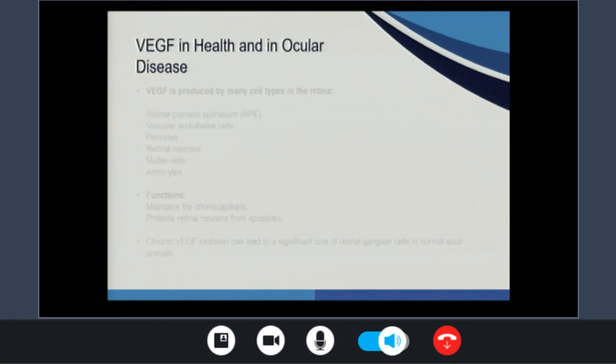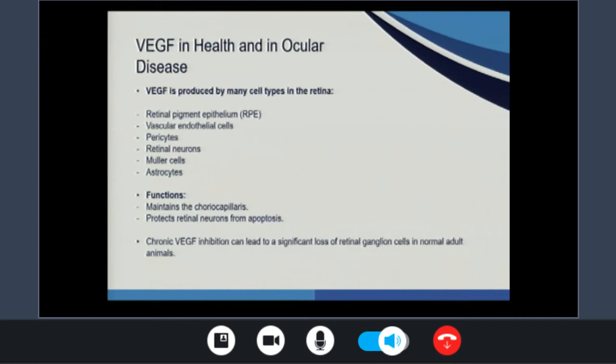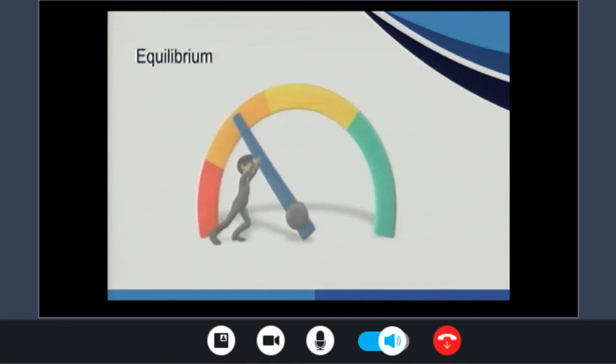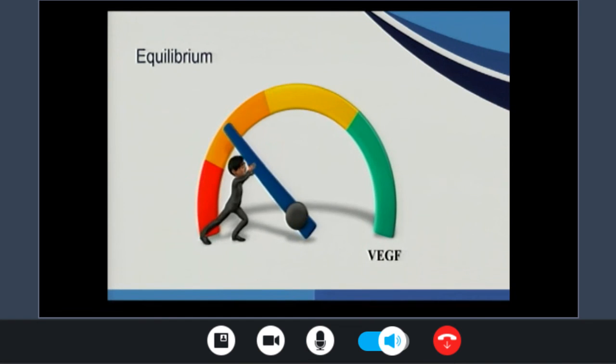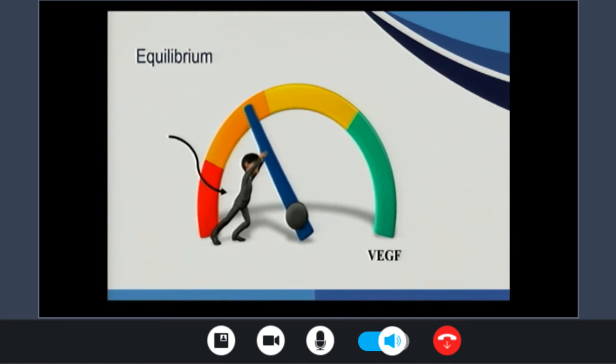Now, the cells that produce VEGF in the retina include RPE, vascular endothelial cells, retinal neurons, pericytes, Müller cells, astrocytes, and even ciliary epithelium. And under normal conditions, VEGF functions to maintain the health of the choriocapillaris and also to protect the retinal neurons from apoptosis, and this was proven in animal models, that chronic VEGF inhibition can lead to significant loss of the retinal ganglion cells. And thus VEGF is required at a certain level that is largely controlled by the pigment epithelium derived factor.